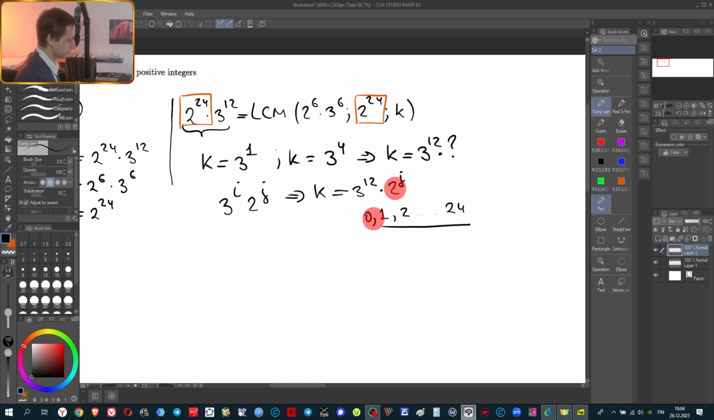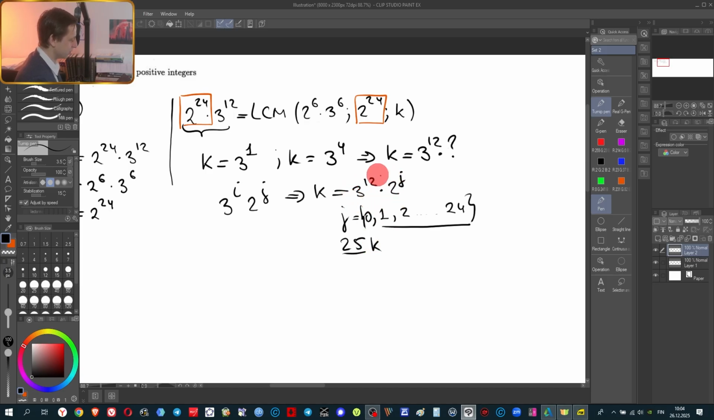If j equals 0, this one is 1, and k is 3 to the power of 12, and it also works, so this one will be the least common multiple. So it's very important not to skip 0, and these are the possible values of this power j, and therefore we have 25 possible values of j, and therefore we have 25 possible values of k.